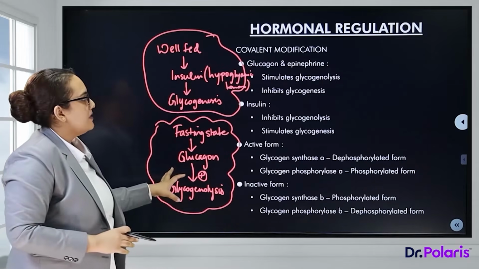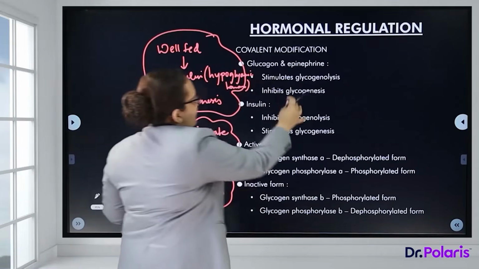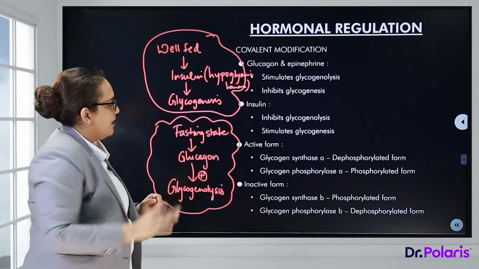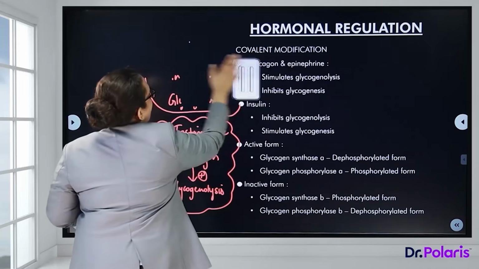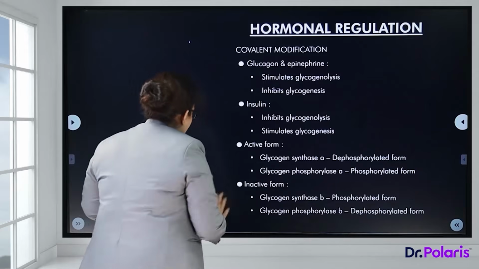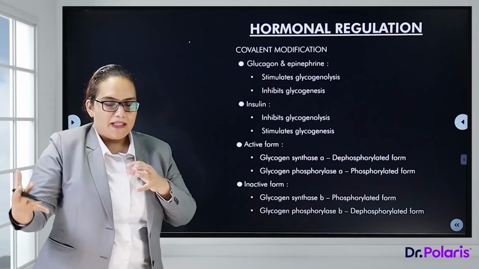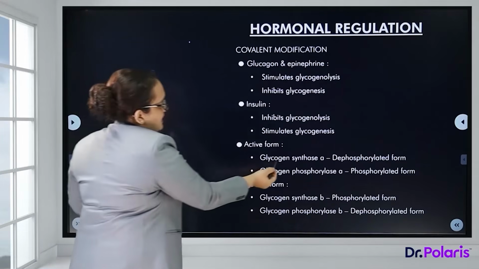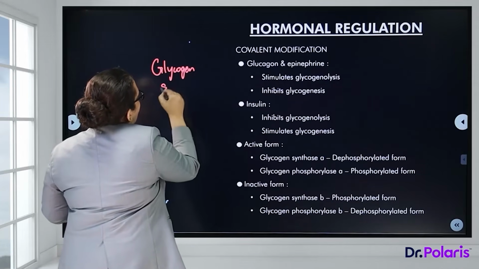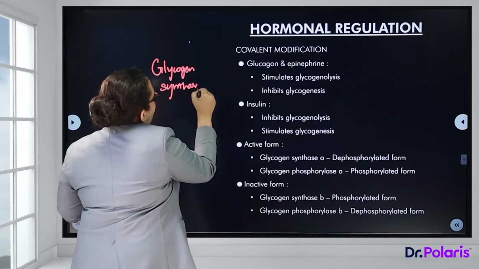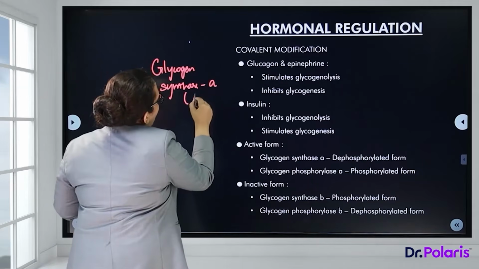Now, if you understand this key concept, it is easy to understand how covalent modification occurs. This is what I've just written here, and I've explained in the form of a flow chart. Now, there are two key enzymes, but before I go into that, you need to know that in covalent modification, if you need to write that an enzyme is in the active form, you write the name of the enzyme, for example, glycogen synthase, followed by a hyphen, and the active form is always represented by the symbol A. So this is called the active form of the enzyme.